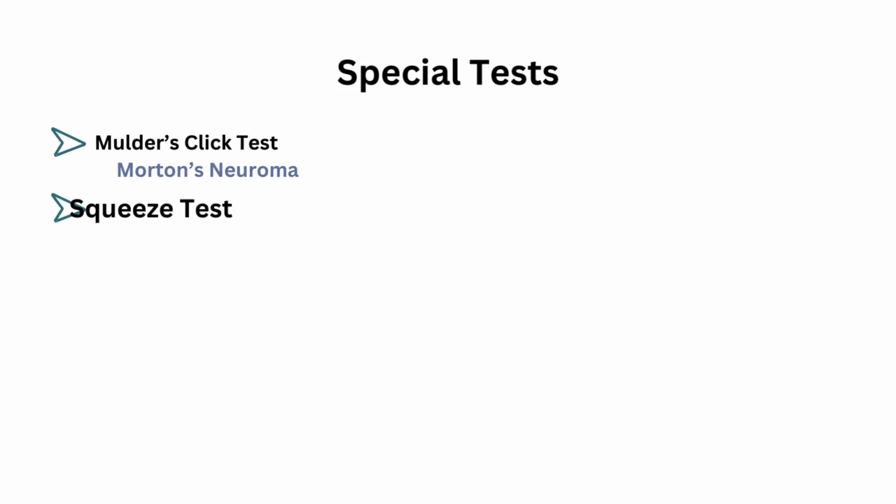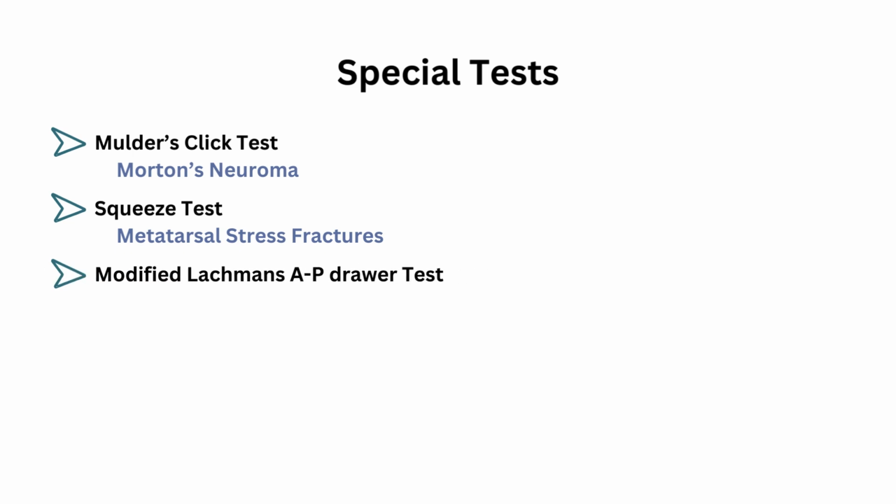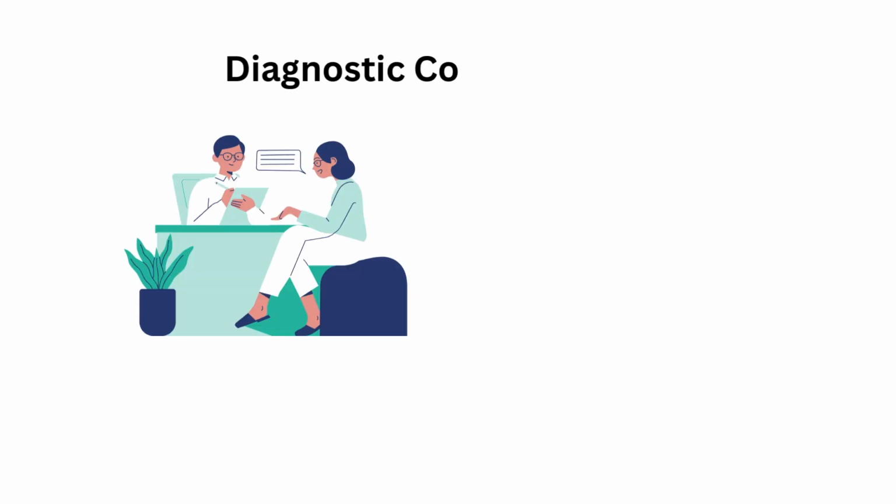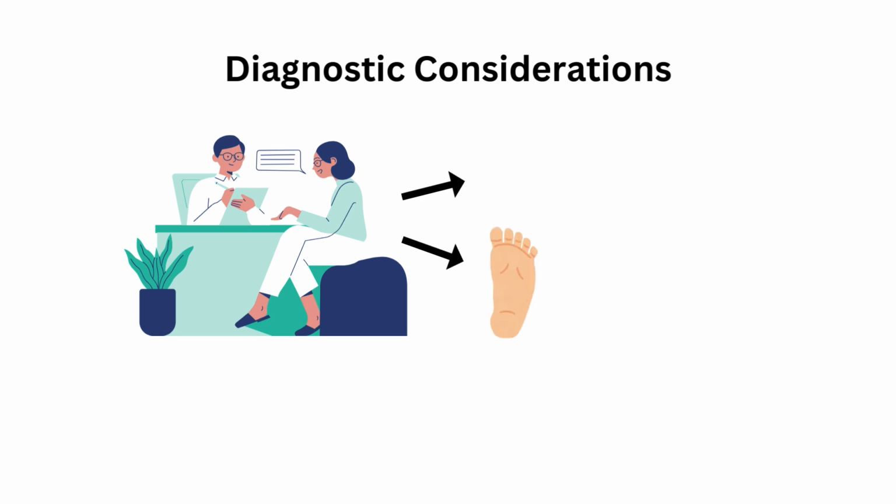We may perform specific tests like Mulder's click test for Morton's neuroma, squeeze test for metatarsal stress fracture, or modified Lachman's AP draw test for plantar plate laxity. 2 mm or 50% joint displacement is a positive sign. Based on the assessment, we will consider different diagnoses. For example, if the pain is localized to the second or third metatarsal's head, we might suspect metatarsalgia. If there is tingling or numbness between the toes, Morton's neuroma could be the culprit.